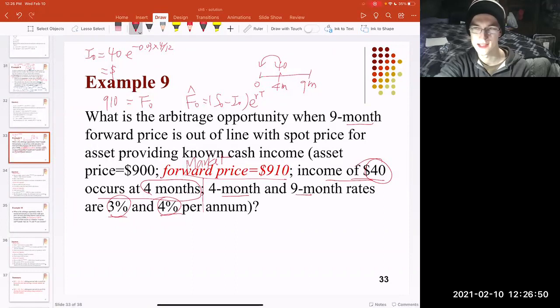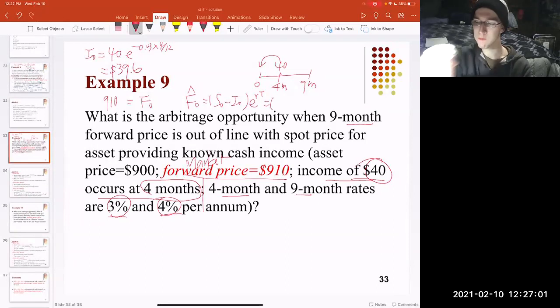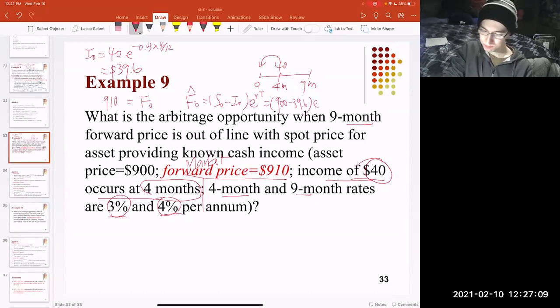I0 is 39.60. Yes, 39.6. Okay, once you get the present value of income, just plug it into the forward price formula. We have a spot price today of 900 minus 39.6, and then because we consider the whole 9 months, 0.04 and 9 over 12. So find out the estimated forward price.